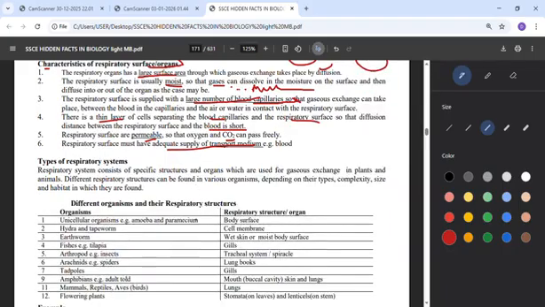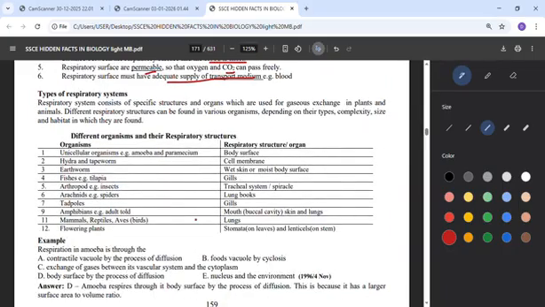Now the next thing we'll be looking at will be different organisms and their respiratory structures. Looking at these organisms, unicellular organisms that have one cell, like amoeba and paramecium.